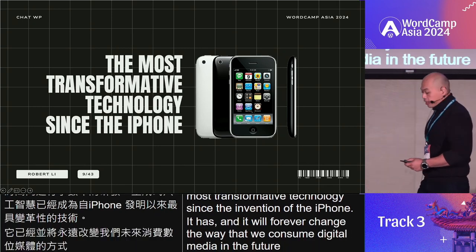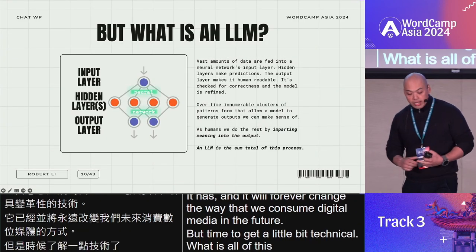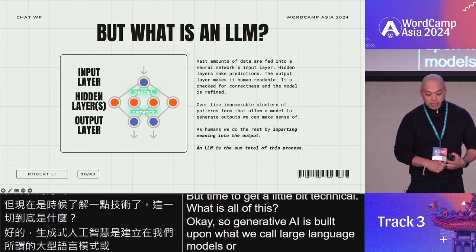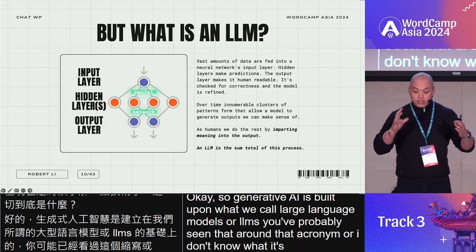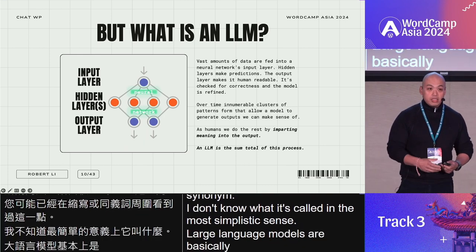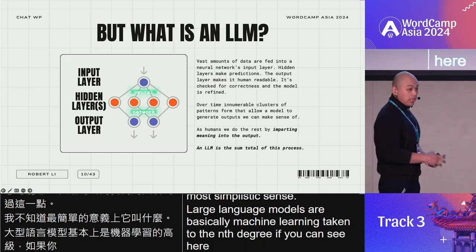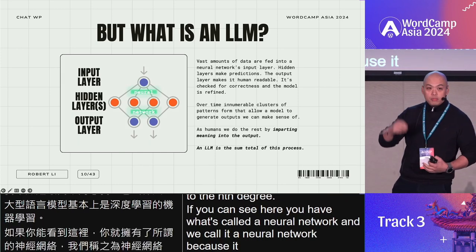But time to get a little bit technical. What is all of this, okay? So generative AI is built upon what we call large language models, or LLMs. You've probably seen that acronym around, or synonym, I don't know what it's called. In the most simplistic sense, large language models are basically machine learning taken to the nth degree. You can see here you have what's called a neural network, and we call it a neural network because it mirrors the structure of the human brain.